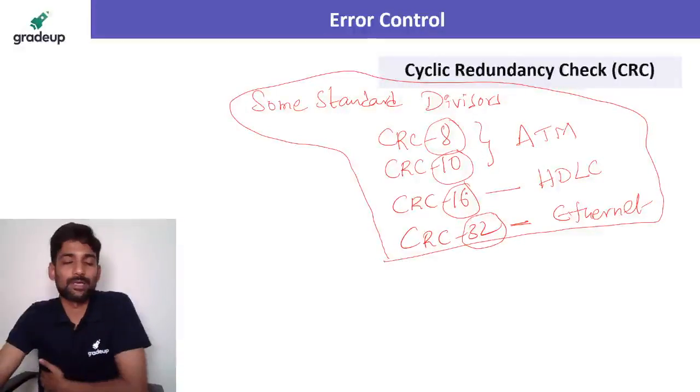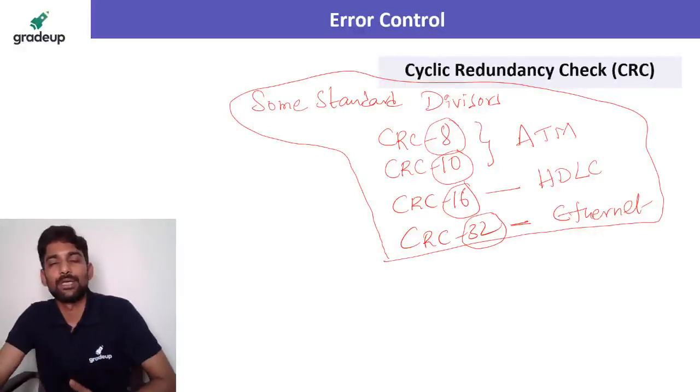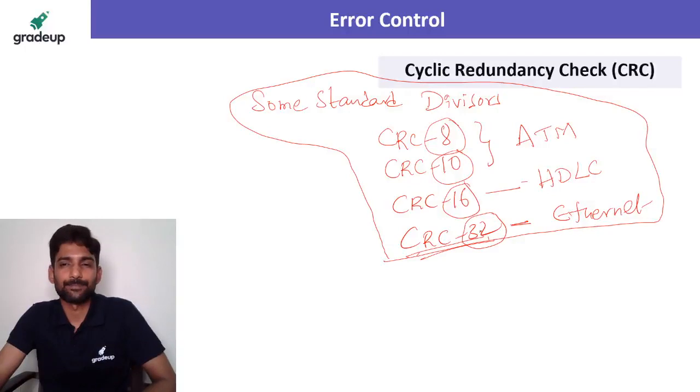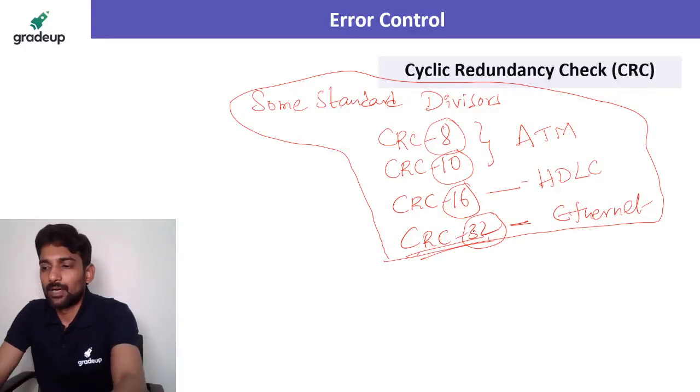What is the CRC divisor that is used in Ethernet? CRC-32 is the divisor that is used in Ethernet. These are some standard devices. Okay.